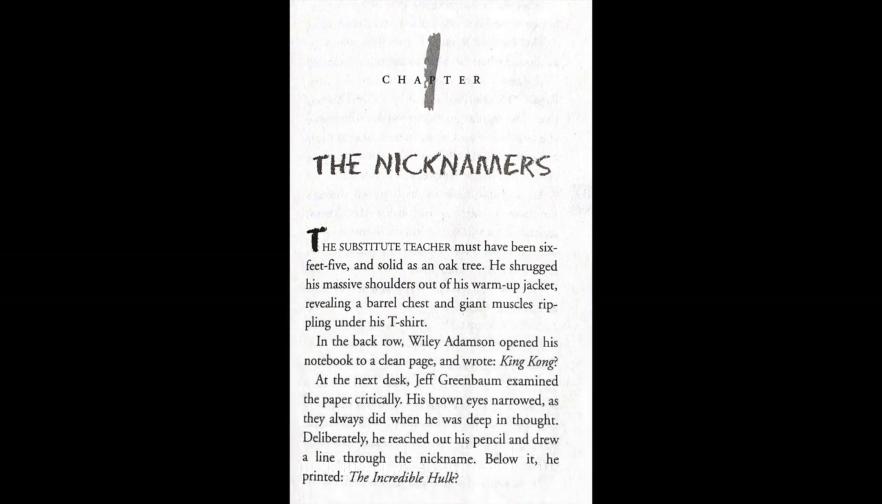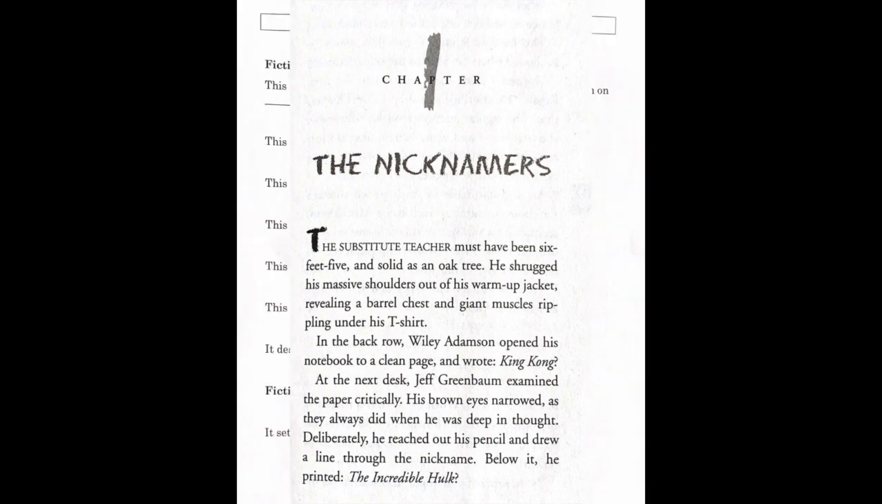The substitute teacher must have been 6'5" and solid as an oak tree. He shrugged his massive shoulders out of his warm-up jacket, sounds like me, revealing a barrel chest and giant muscles rippling under his t-shirt. Oh, this is about me. In the back now, Wiley Adamson opened his notebook to a clean page and wrote, King Kong? At the next desk, Jeff Greenbaum examined the paper critically. His brown eyes narrowed, as they always did when he was in deep thought. Deliberately, he reached out his pencil and drew a line through the nickname. Below it, he printed, The Incredible Hulk.